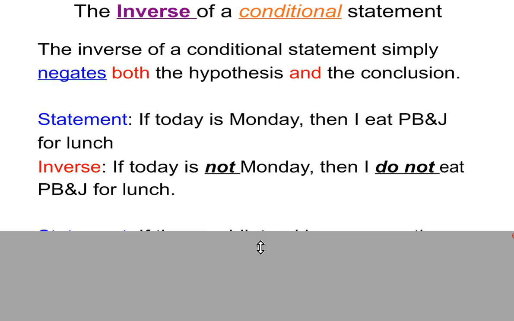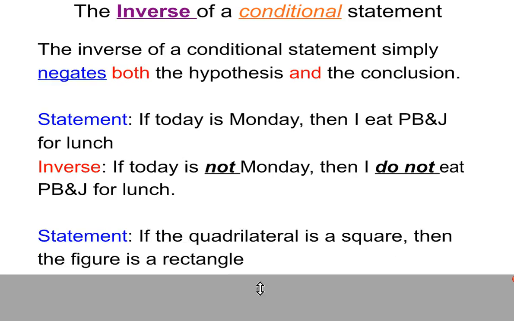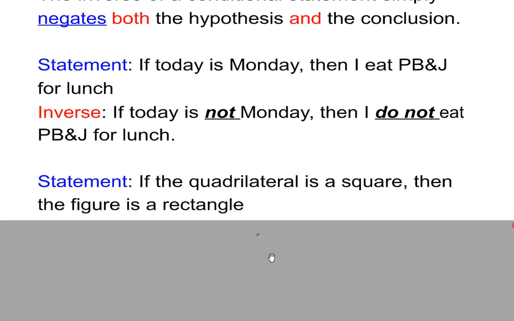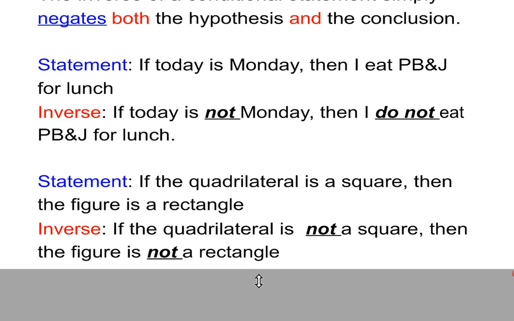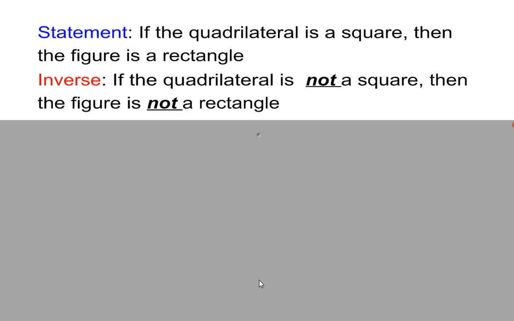Let's take another example. If the quadrilateral is a square, then the figure is a rectangle. So I'm going to negate the quadrilateral is a square, and I'm going to negate the figure is a rectangle. So if the quadrilateral is not a square, then the figure is not a rectangle. Take these down in your notes. You need these as examples.